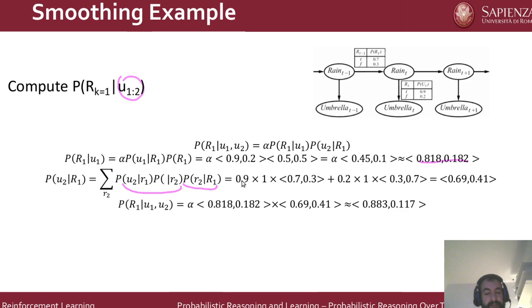So we multiply 0.9 by 1 by 0.7 and 0.3, plus 0.2 multiplied by 1 by 0.3 and 0.7. Why? Because again we look at this column here and we take 0.9 and 0.2. So this is the case where we don't know what is the actual condition on the state R2.